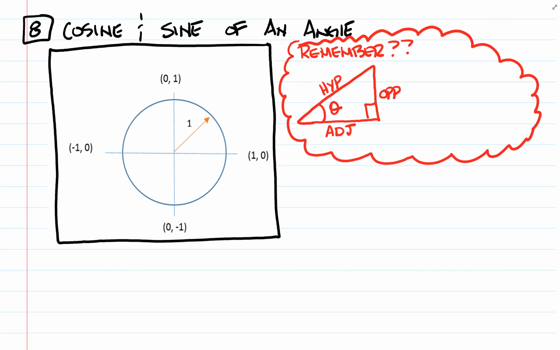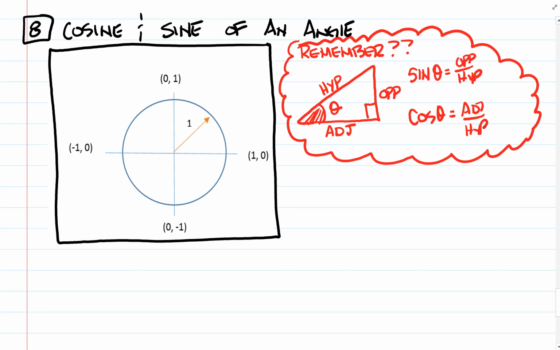Hopefully you remember that in geometry, when we had this right triangle thing here, if you were given an angle, the side that is opposite the angle is called the opposite side, and the side that is actually adjacent to the angle is the adjacent side, and of course the hypotenuse is always opposite the right angle. But hopefully you remember that the sine of any angle is equal to the opposite divided by the hypotenuse, and the cosine of any angle is equal to the adjacent divided by the hypotenuse. Okay, hopefully you remember that from geometry.